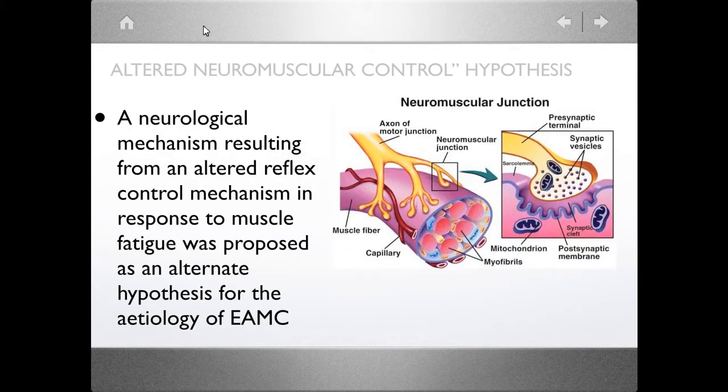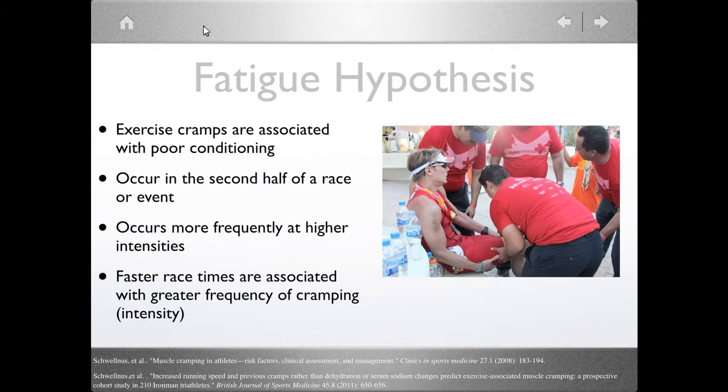So one of the newest thoughts and mechanisms is a neurological mechanism resulting from an altered reflex control mechanism in response to muscle fatigue. Basically, exercise cramps are associated with poor conditioning. Okay, so if someone is poorly conditioned, their probability of having exercise cramps goes up. Like if you're working with a high school football player, in the preseason, cramps are very high. Why? Especially since they're now training in a hot environment as compared to their home. Well, what's happening is that they're poorly conditioned, so they're going to cramp.